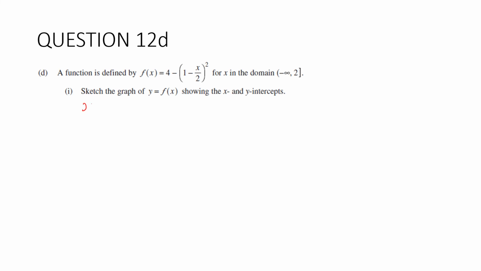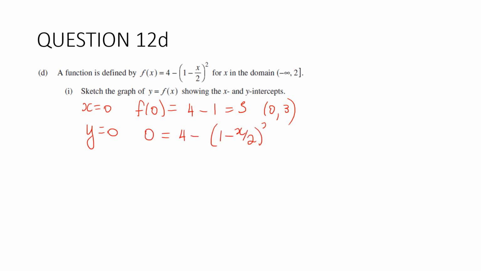When x is equal to 0, y is going to equal 4 take away 1 squared, which is 3. So there's the y-intercept. And when y is equal to 0, 1 minus x on 2, all squared, is equal to 4. 1 minus x on 2 is equal to plus or minus 2.